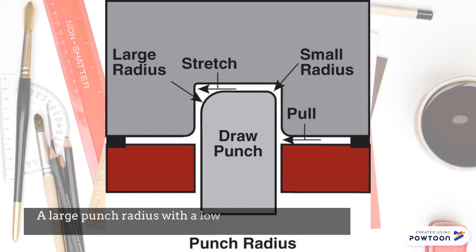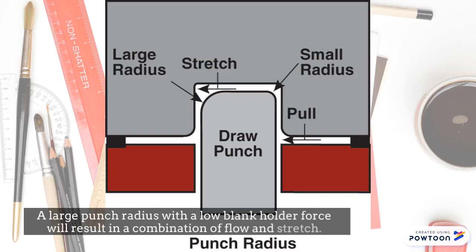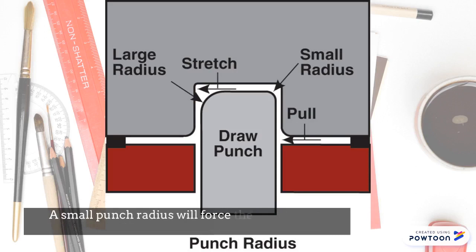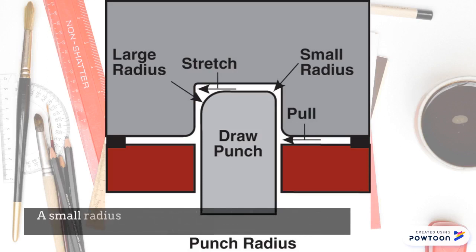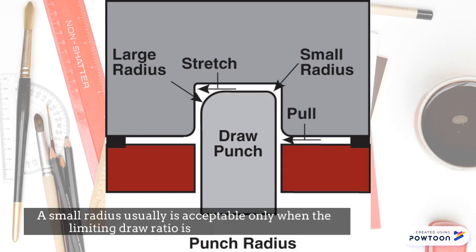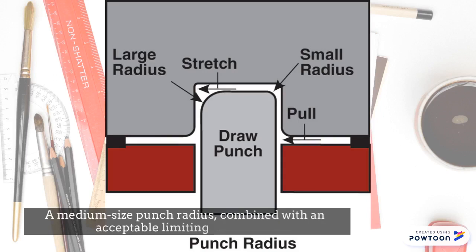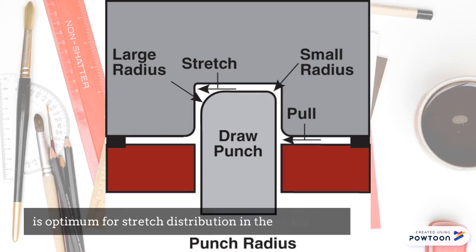A large punch radius with a low blank holder force will result in a combination of flow and stress. A small punch radius will force the metal to be pulled from the blank holder and very little stress will occur in the product area. A small radius usually is acceptable only when the limiting draw ratio is not being defined. A medium-sized punch radius combined with an acceptable limiting draw ratio is optimum for stress distribution in the radial area.